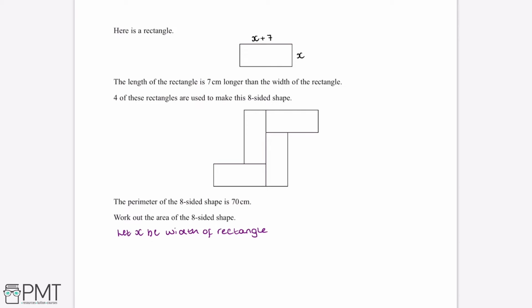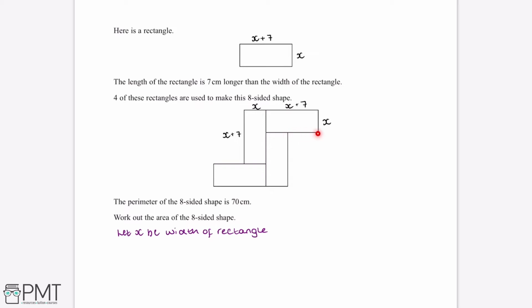So now what we can do is start labelling up the lengths of these sides on this shape. So if we start with this side here, this is one of the lengths of the rectangle, so we can label this up as x plus 7. This shorter length here at the top is the width, so this is x centimetres. This length will be x plus 7 centimetres. This is another width, so this will be x centimetres.